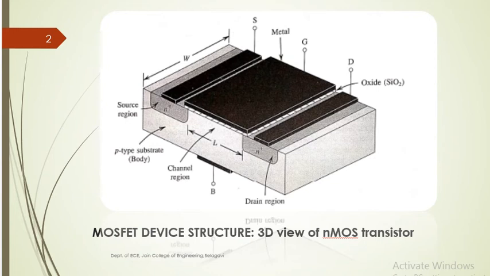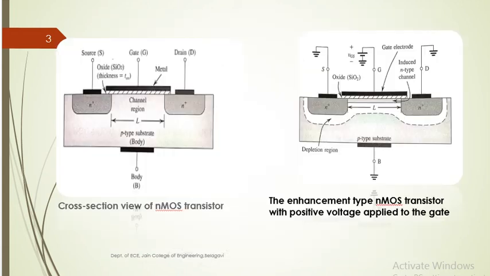Now most of the time we will not represent this 3D structure, we represent a 2-dimensional structure. That 2-dimensional structure means in this diagram, if you observe from this angle, you can see only N plus regions, and then these front ends, oxide and metal layers. So the diagram looks somewhat like this: 2 N plus regions, oxide, then gate, drain and source. The cross-sectional view of NMOS transistor.